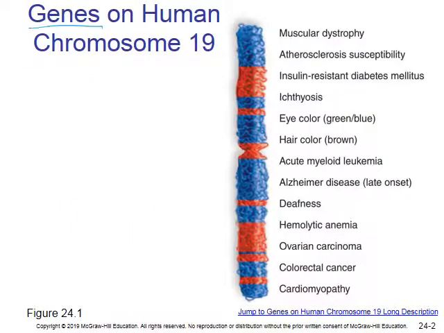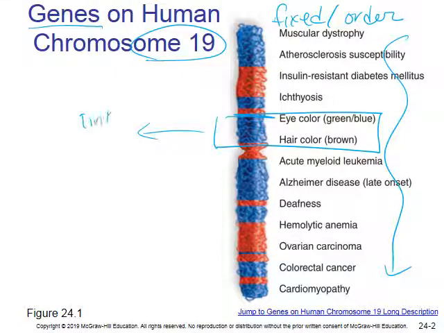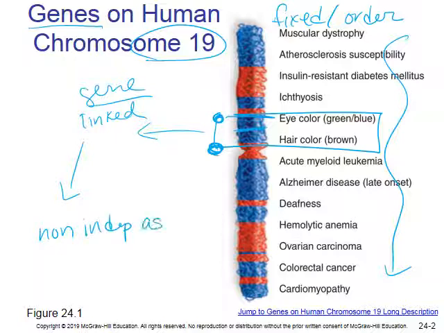Here we have an example of genes on chromosome 19. They want you to see that genes are fixed, or that they're in a specific order, because some genes are so closely linked that you're always going to see them expressed together. So this gene, when expressed, will always be linked with this gene expressed. This is where we get this term gene linkage. During meiosis 1 and 2, these genes are so close together that there's not a very good likelihood that they're going to be separated. So you'll also see them talk about the fact that these are non-independent assortment.